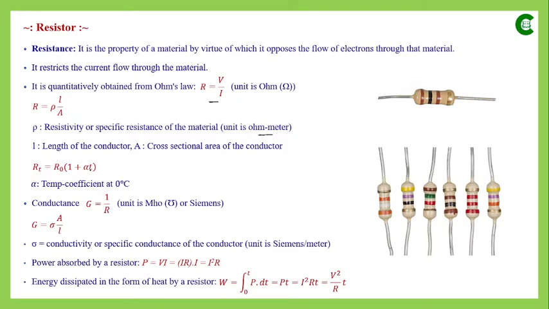and conductance is just the reciprocal of resistance. So conductance, as we can see here, it is represented as 1 by R. So it is the reciprocal of resistance. So if resistance resists, restricts or opposes the current flow, then conductance helps the current flow.